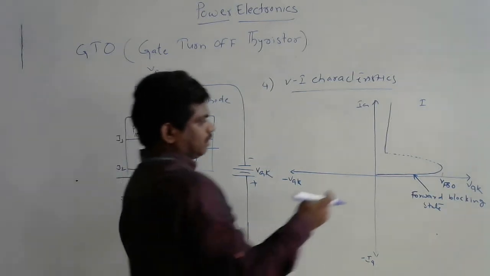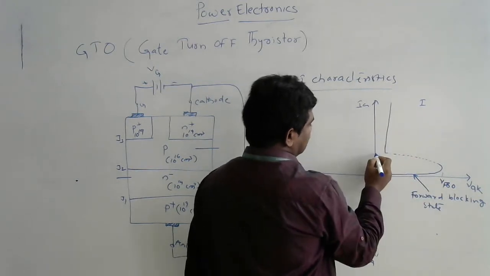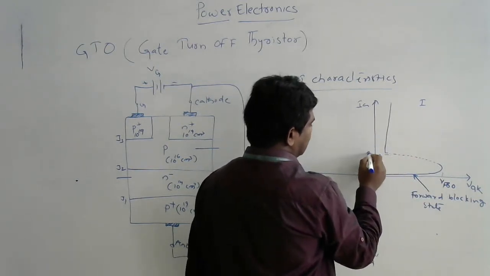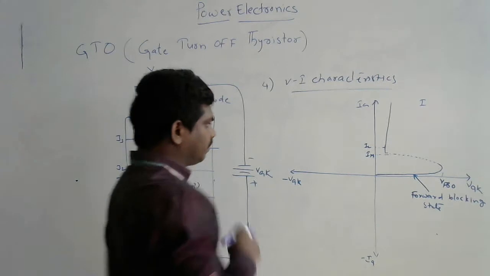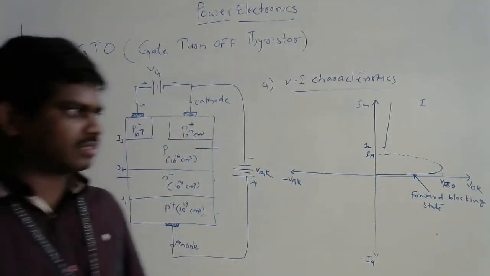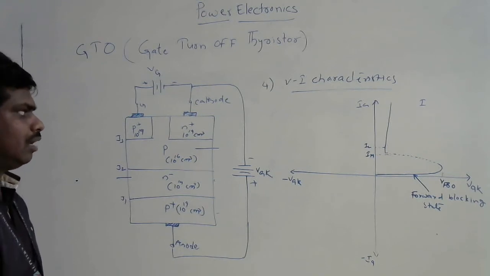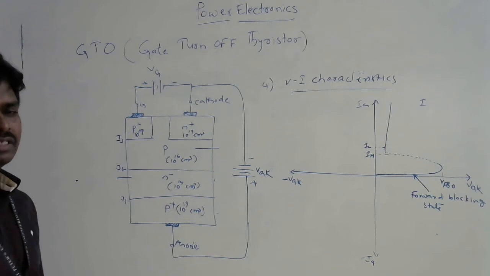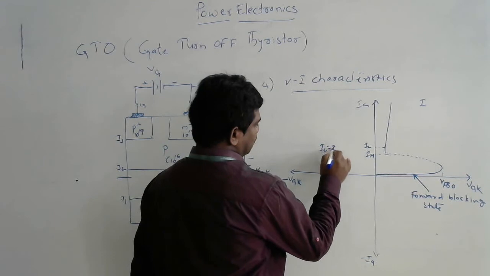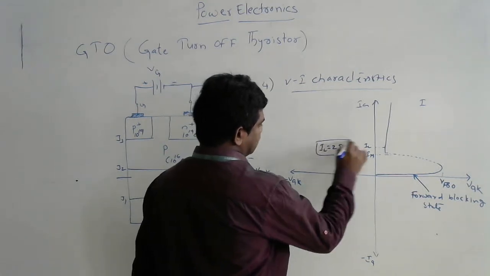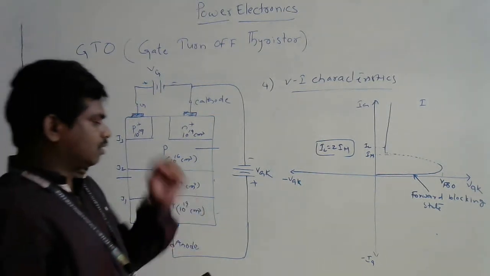Then, once the forward breakover voltage is reached, it automatically comes into conducting state. This current is called holding current and this current is called latching current. We know the difference between holding current and latching current; we already discussed them in SCR. There is a relation between these two: latching current is 2 times the holding current. This is a bit that is a weightage point we can see in different competitive exams.